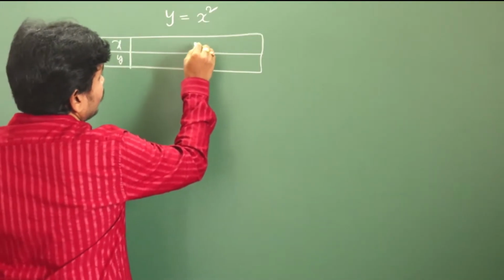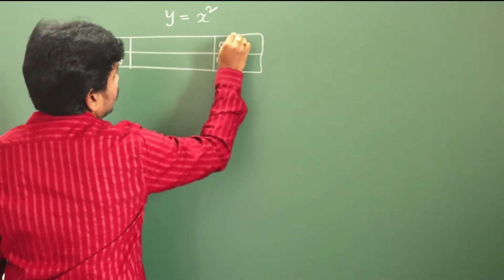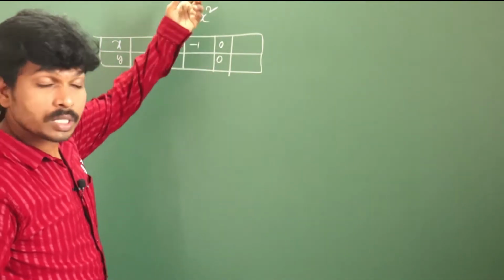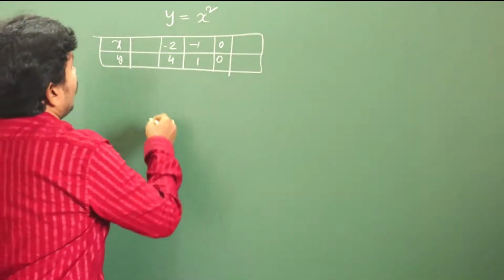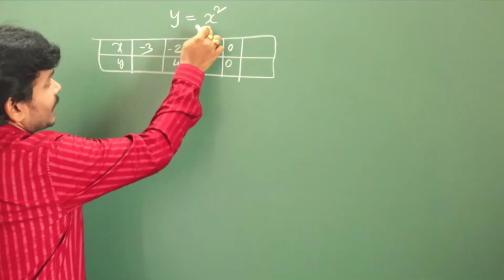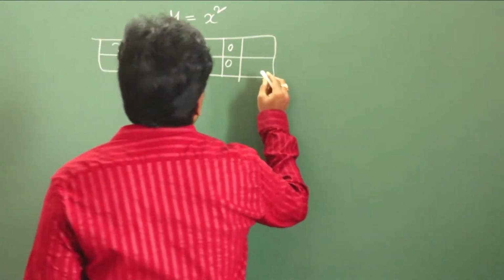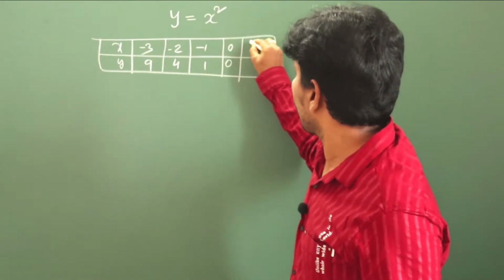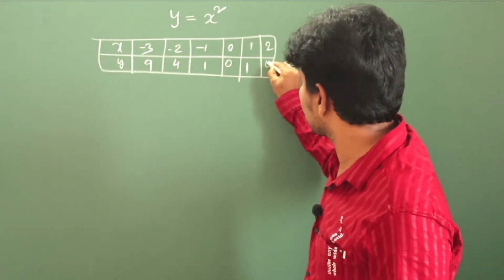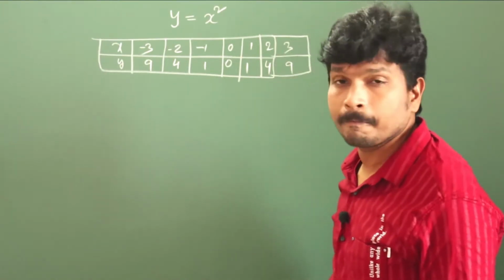So take x value 0. Then what is your y value? 0 square, 0 only. Take x value minus 1. What is your y value? Minus 1 whole square is plus 1. Good. And take x value minus 3. Then what is your y value? Minus 3 whole square, the value is 9. Again take x value 1, then your y value is 1. Take x value 2, your y value is 4. Take x value 3, then your y value is 9.